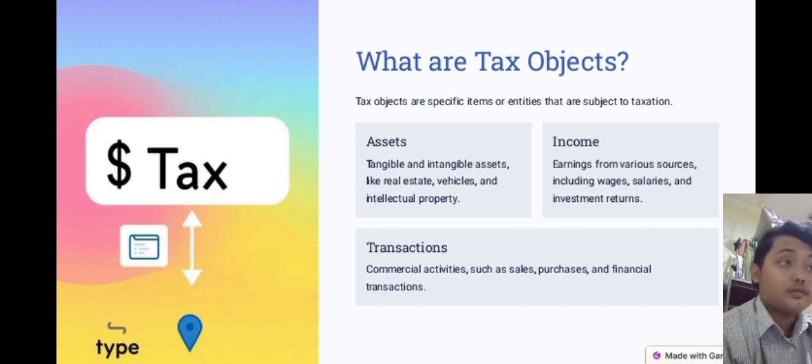What are tax objects? Tax objects are specific items or sentences that are subject to taxation. Number one, asset: tangible and intangible assets like real estate, vehicles, and intellectual property. Number two, income: earnings from various sources, including wages, salaries, and investment returns. Number three, transaction: commercial activities such as sales, purchases, and financial transactions.